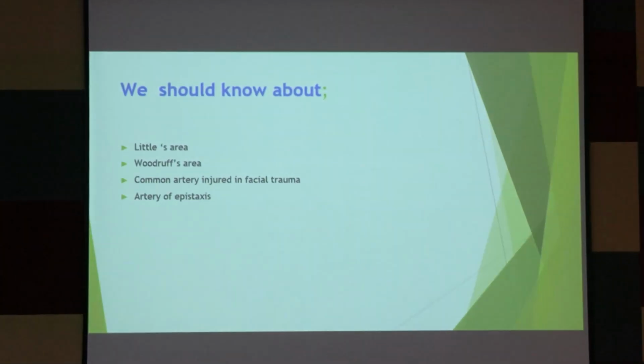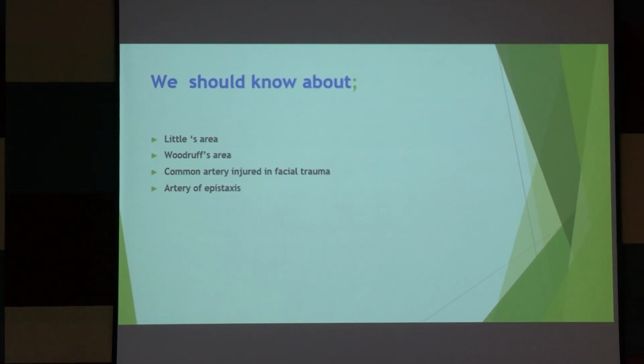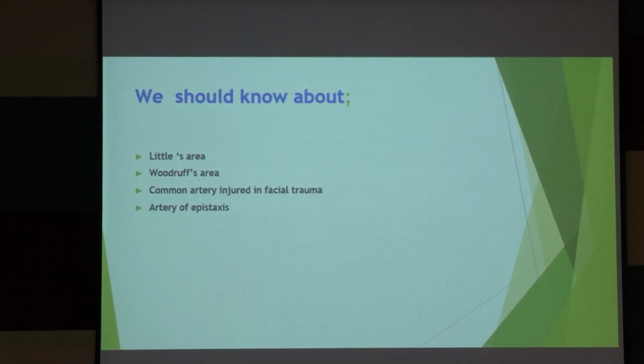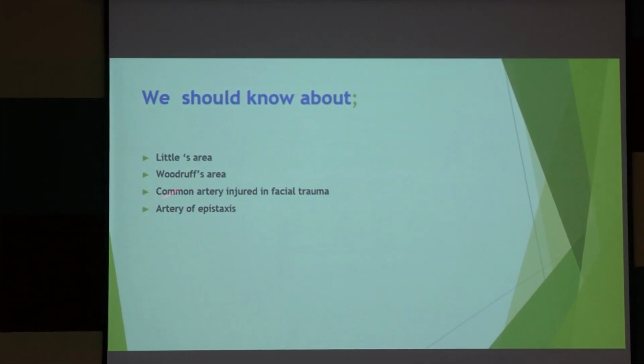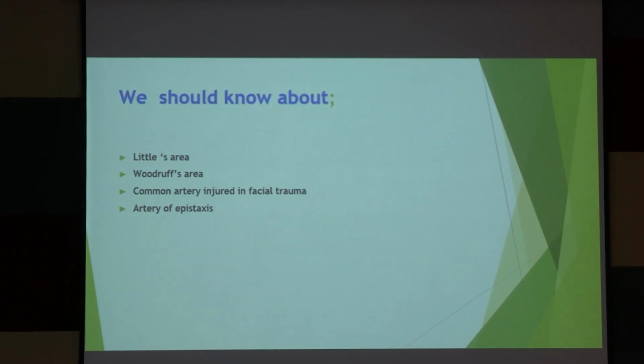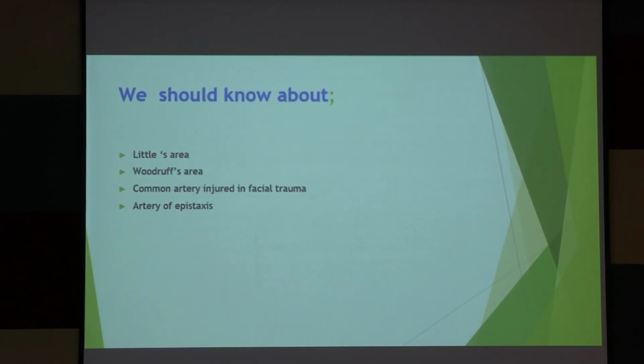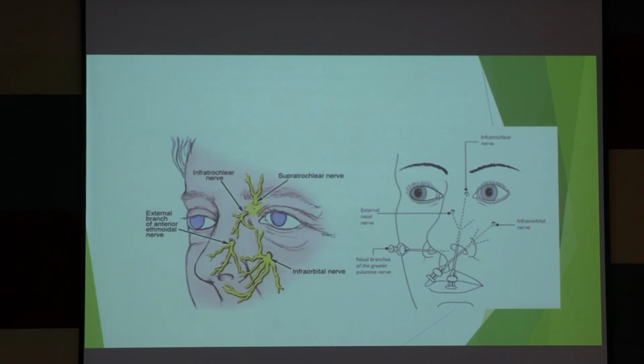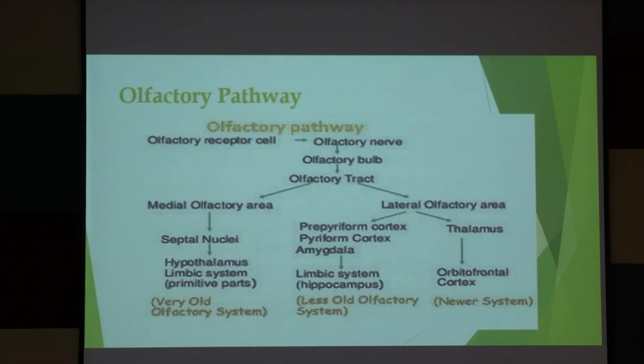It's a venous plexus situated posteriorly around the inferior turbinate. Which artery is known as the artery of epistaxis? I told you the other day. So, the sphenopalatine artery. Okay? The olfactory pathway will be asked in the exam.